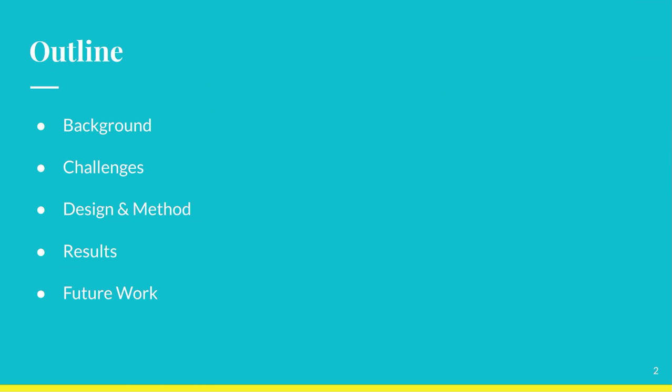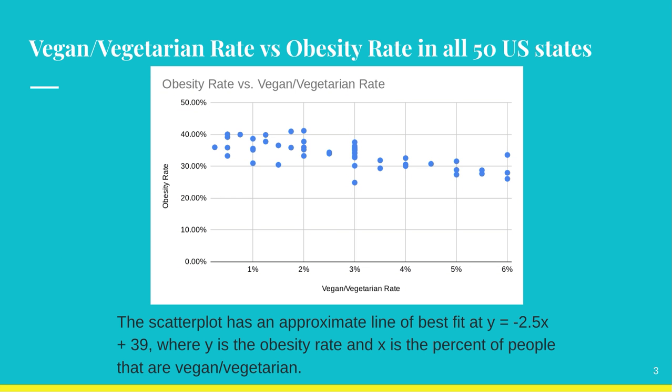This is my outline. First, I'll talk about my background information, then I'll talk about challenges I face, then I'll talk about my design and method, and then I'll talk about my results, and finally, I'll talk about my future work. I use Google Sheets to make a scatter plot of the obesity rate versus vegan/vegetarian rate in all 50 US states. The scatter plot has an approximate line of best fit at y equals negative 2.5x plus 39.